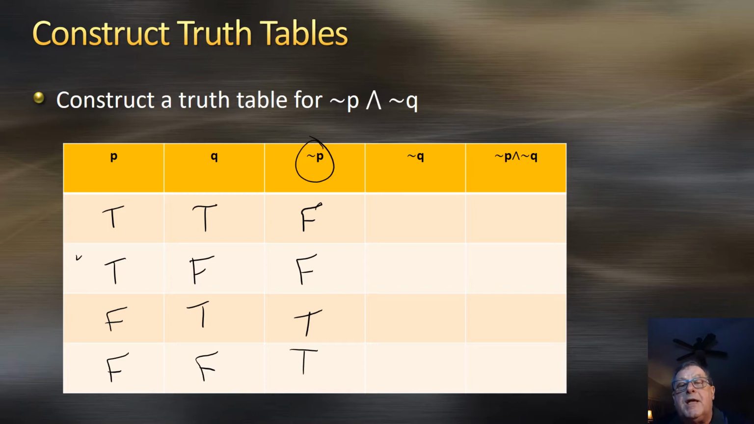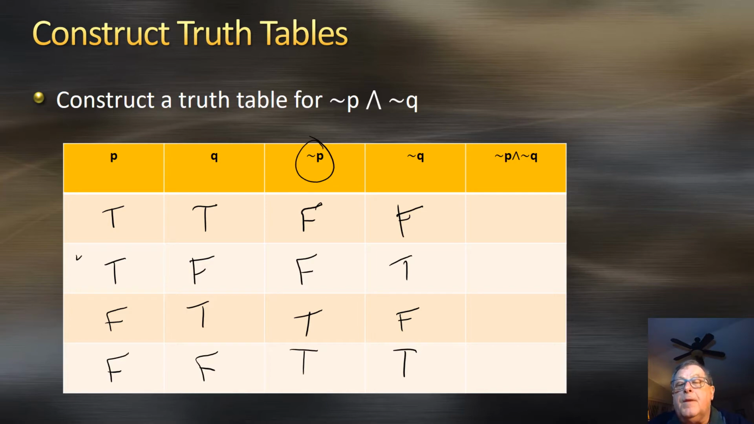And now we're going to do the same thing for the negation of Q, and this time rather than alternating true, false, they are false, true, false, true. And now finally we can use this truth table to evaluate this compound statement, not P and not Q.